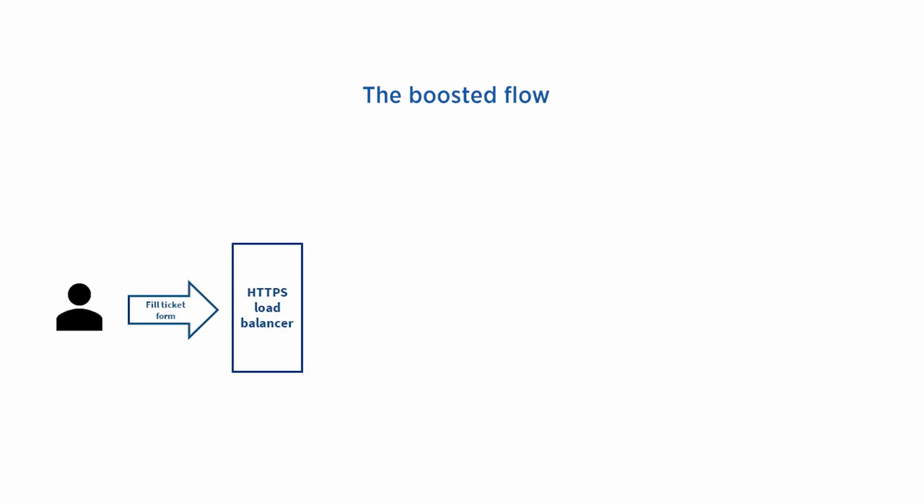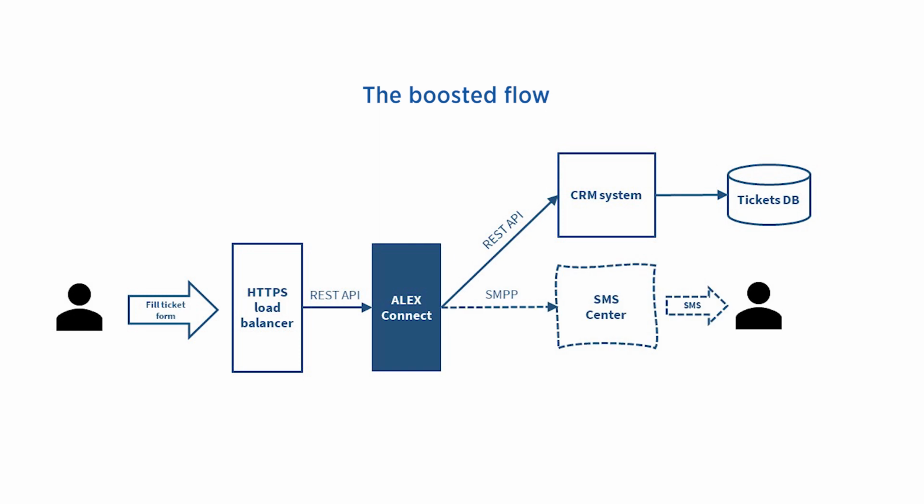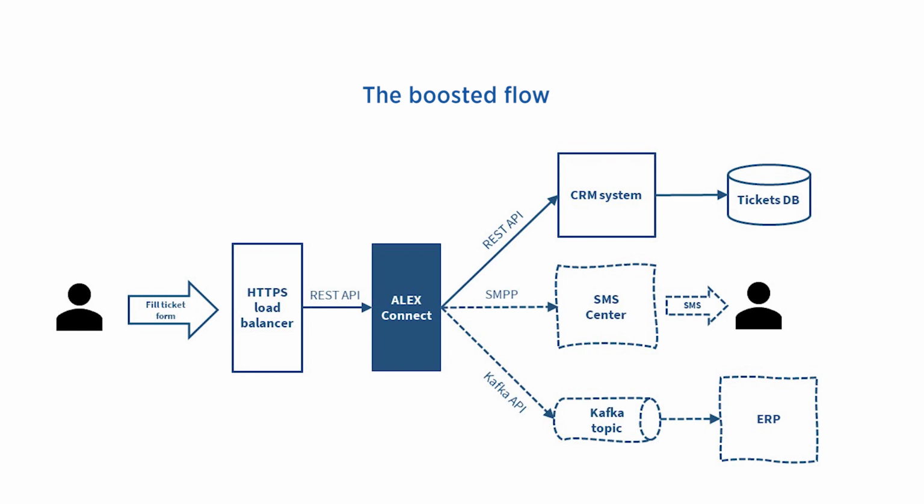Here's the new ticket processing flow. The HTTP load balancer is reconfigured to forward REST requests to Alex Connect instead of the legacy CRM. Alex will forward it to the legacy CRM. Then it will send a notification to the customer using the SMPP protocol and then push the ticket data to a Kafka topic. The ERP system will consume the data from Kafka.